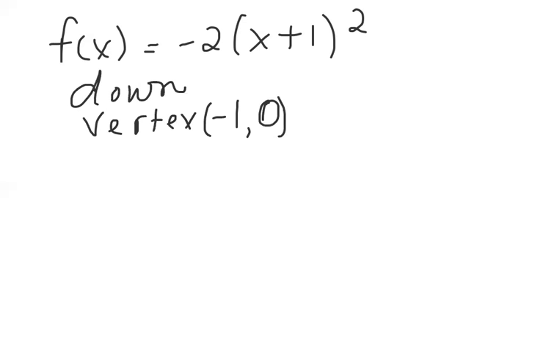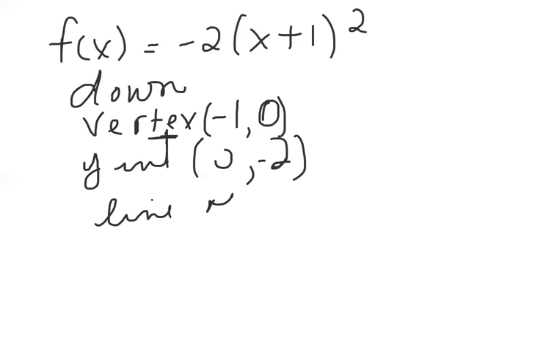Additionally, everybody, we need to determine the y-intercept. If we substitute 0 in for x, what do we get for y? We're going to end up with negative 2, guys. Negative 2. All right. And of course, we need the line of symmetry. And the line of symmetry shows the same x value as the vertex. So it's going to be x equals negative 1. So we got all the components we need to be able to graph this.